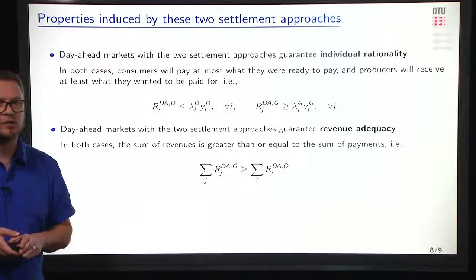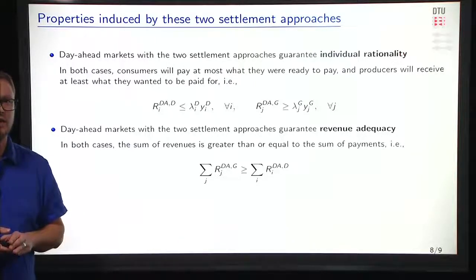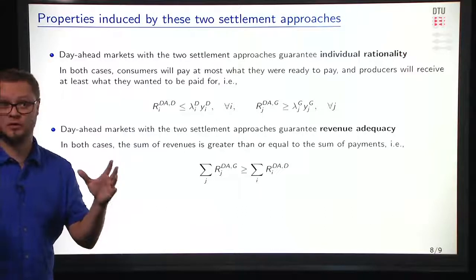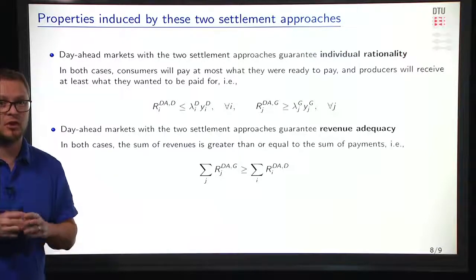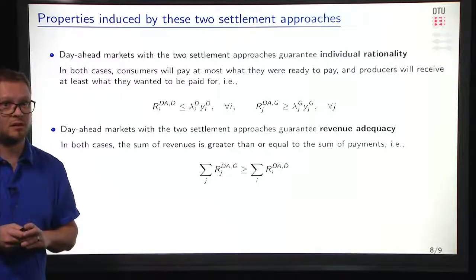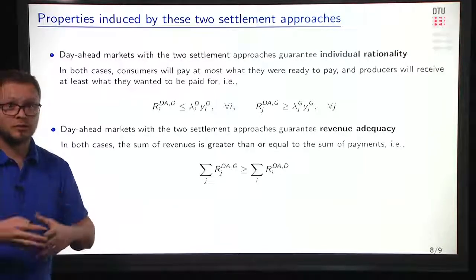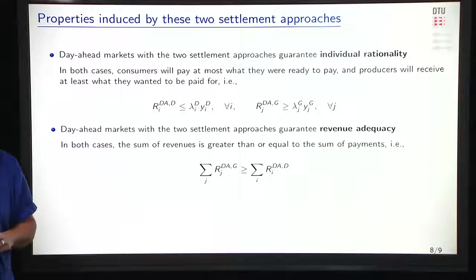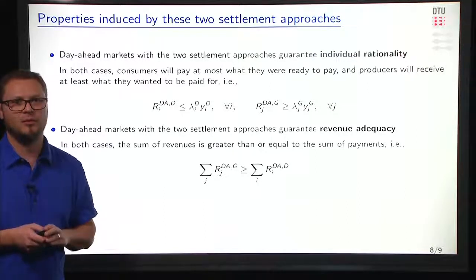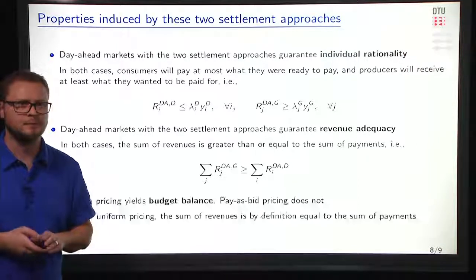Second, day-ahead markets with the two settlement approaches guarantee revenue adequacy. That means that overall, if you look at all the agents on the supply side and on the demand side, the sum of the revenues is greater or equal to the sum of payments. So there's no money lost through this market clearing, money that we would have to make come, for instance, from subsidies or some other type of regulation. Here, by clearing the market, we are sure that there are going to be revenues that are greater or equal to the sum of payments. There's no money lost on the way.